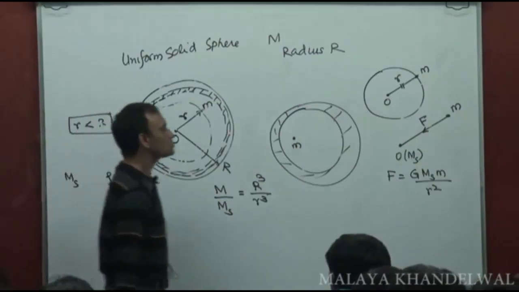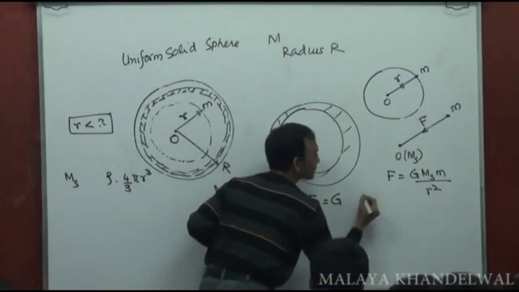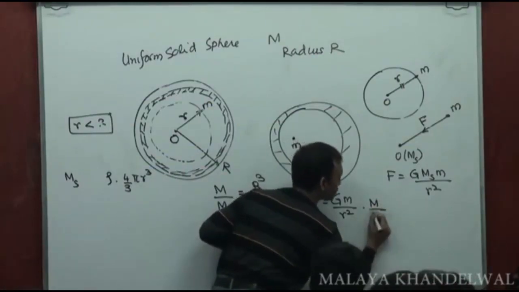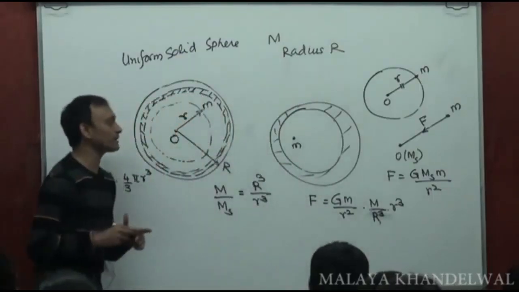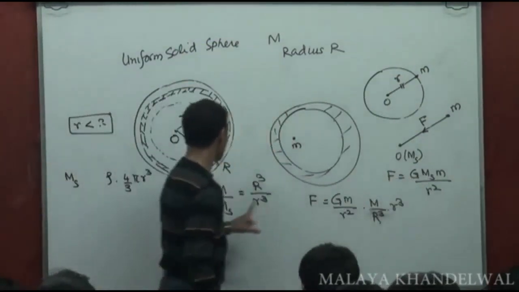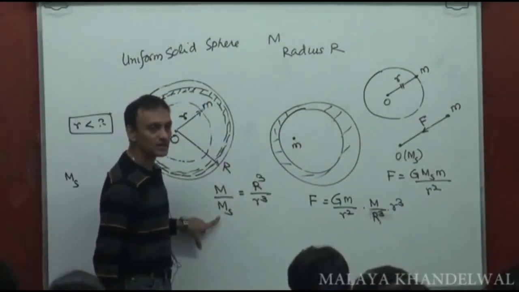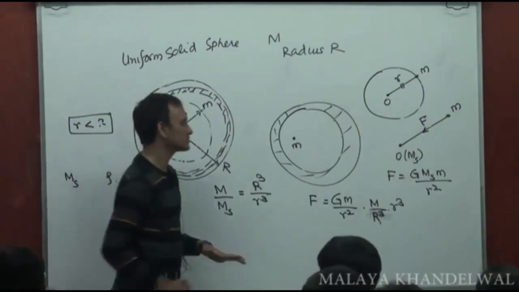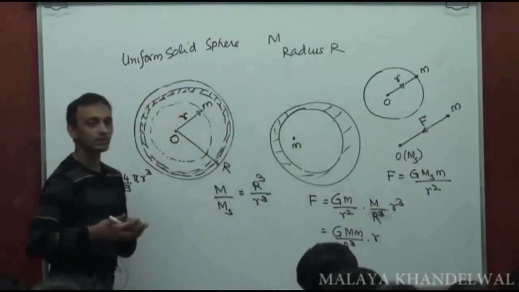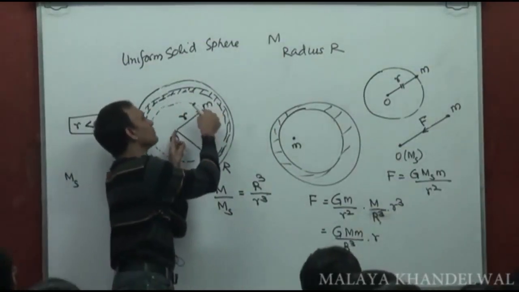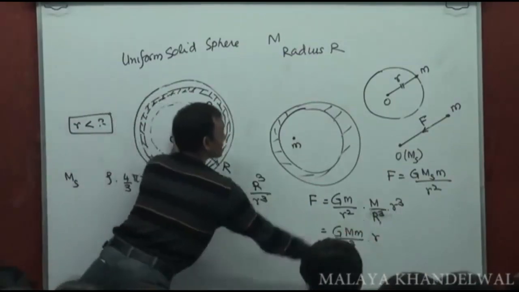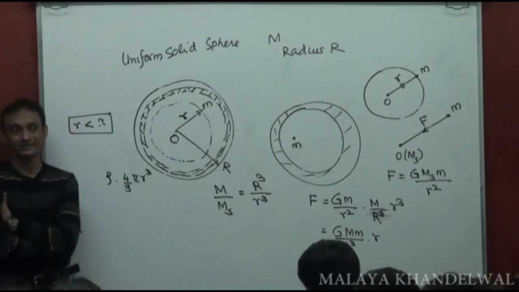So then this force F that this experiences is going to be G M by r squared into ms. Ms, like I said, is M by capital R cube into small r cube. Clear? I have replaced this ms, M into small r cube by capital R cube. That's ms obtained from this. Are you confused? This is like G M m by capital R cube into r. So the force experienced by this small m if it lies inside the sphere is proportional to its distance from O.